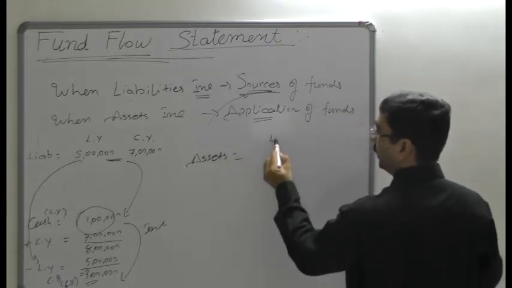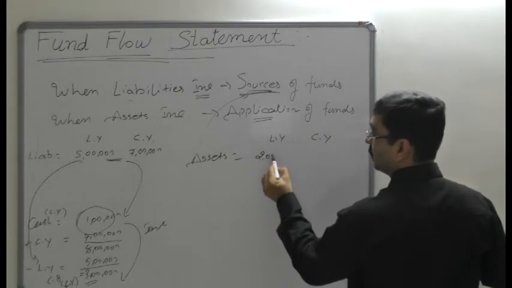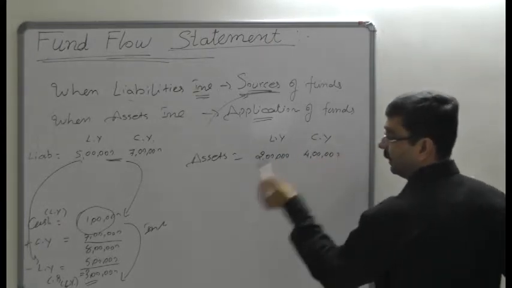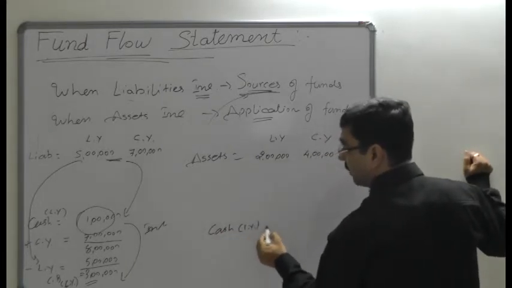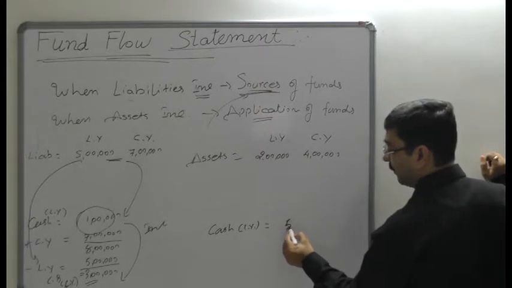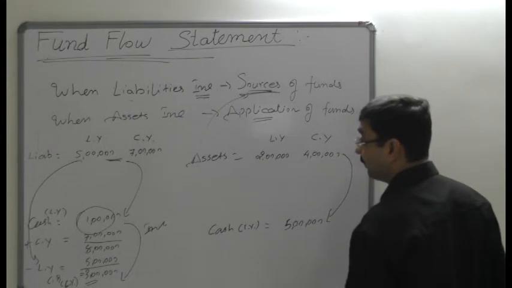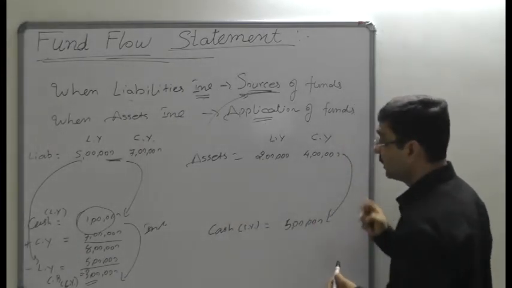Now here, last year and the current year, the amount of assets last year was 2 lakh rupees and the current year is rupees 4 lakh. Now the cash balance in the last year, that means the closing balance, is rupees 5 lakh. This transaction affects the cash balance, let's say. Here, in case of assets, the opening balance is 2 lakh and the closing is 4 lakh.